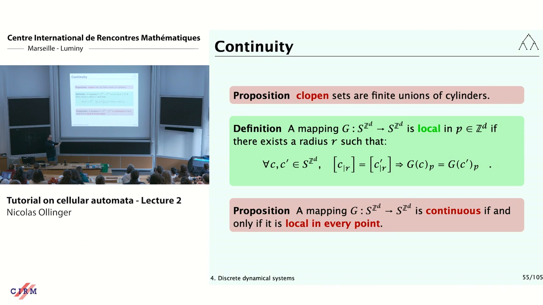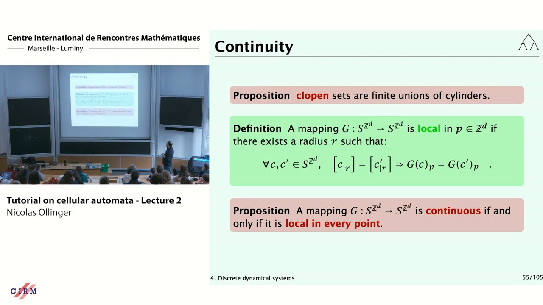And because of that, the continuous functions in this topology are, in fact, local functions. So what is a local function? A local function is a map where the state in a particular position is completely defined by looking at some cylinder in the initial configuration. For every position, if the map is local, there is a radius such that looking at that radius, you can completely define that position in the image.